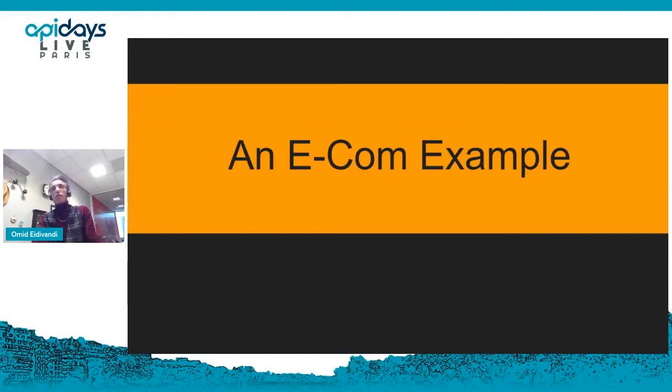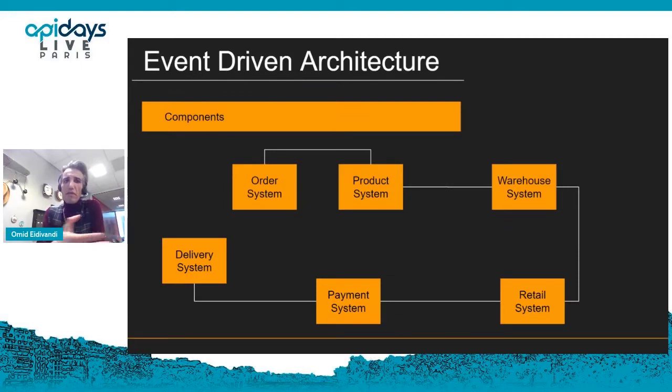And let's have a look at a typical example, an e-commerce example. In our example, we have many subsystems or components: the order subsystem, product, delivery subsystem. And all the subsystems work together to let us obtain a business goal, a value in our business, in our process. But we have many possibilities to implement this design.